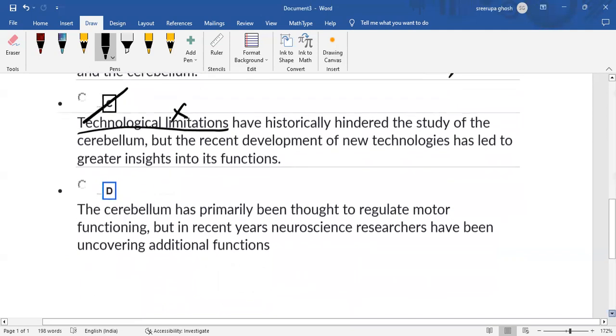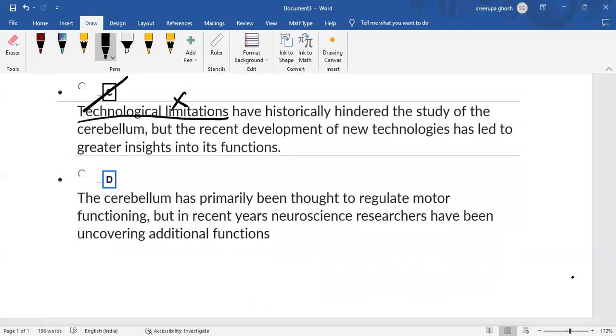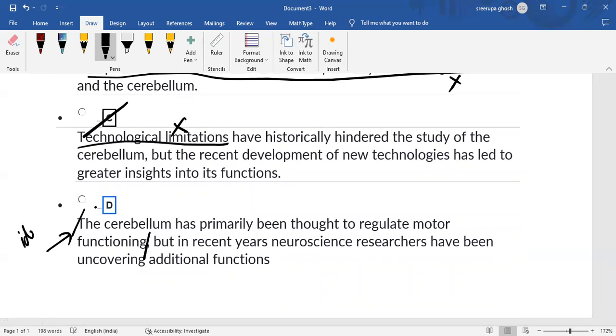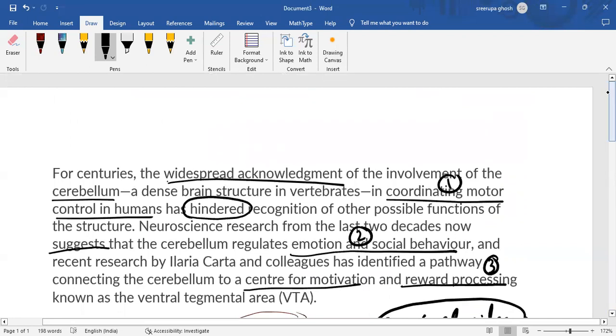If you look at D, D for Delhi, the cerebellum has primarily been thought to regulate motor functioning. This is the first sentence. Remember? First sentence. This is idea one. See, it's there over here. This part talks about that. Idea one.